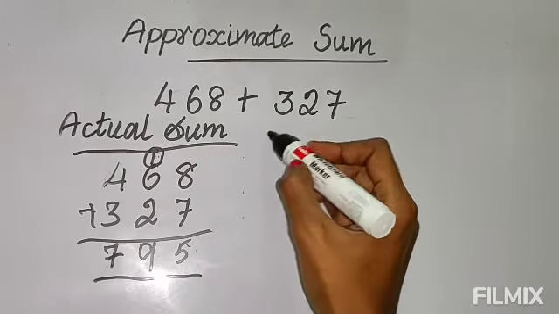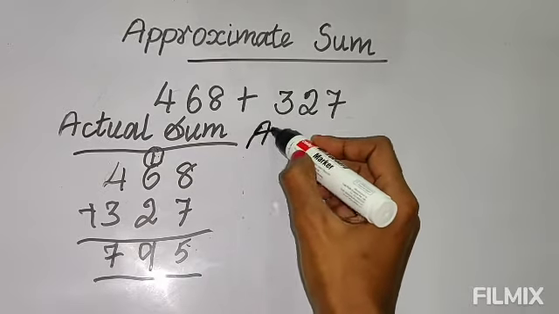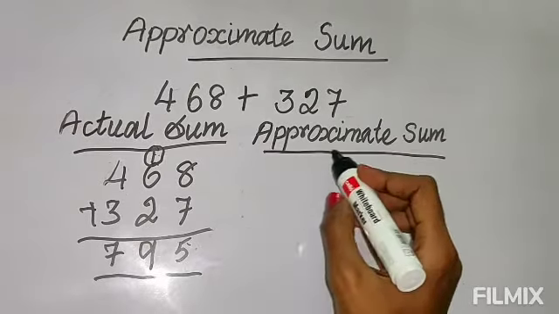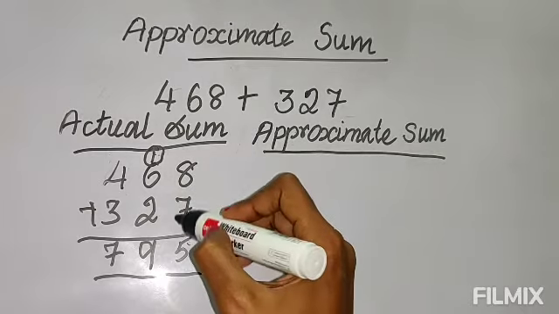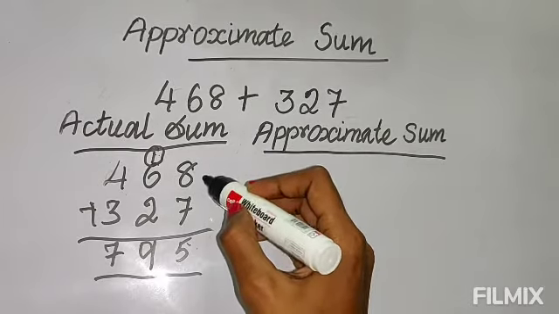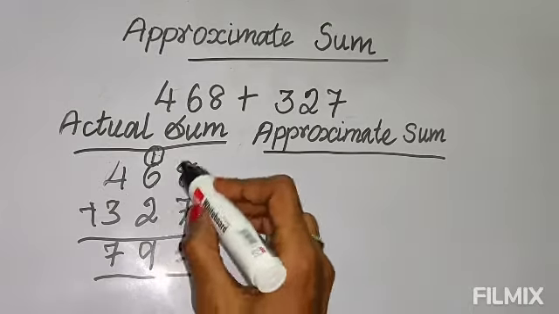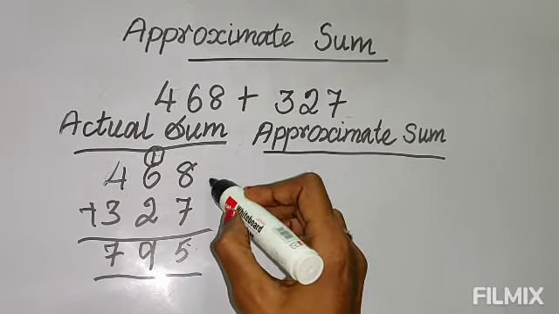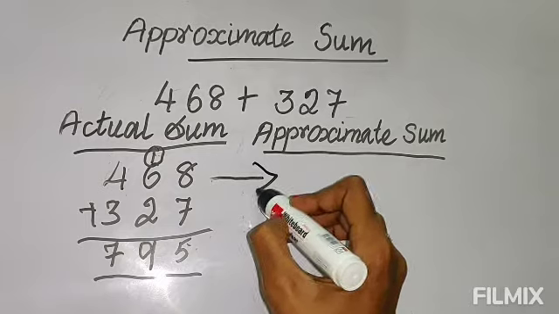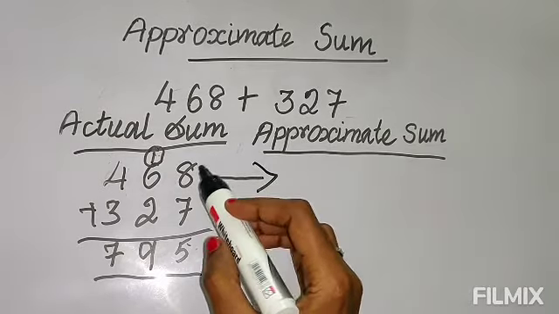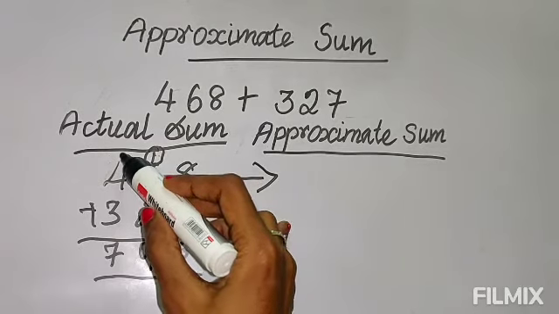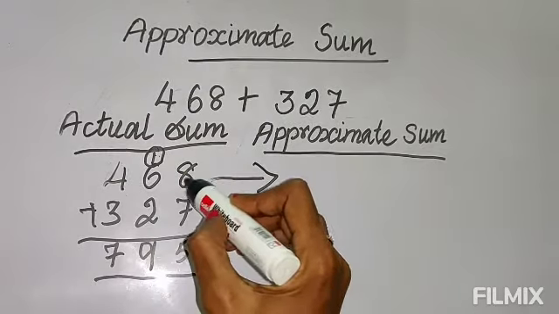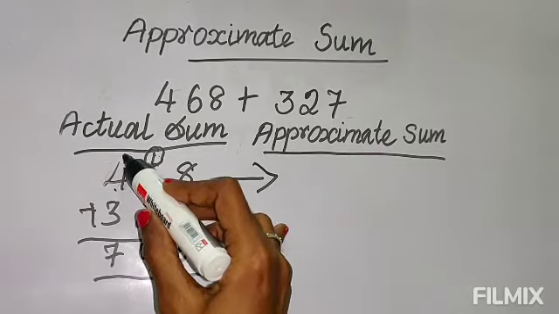Now we will find the approximate sum. To find the approximate sum, we will round off these addends that are given here. Since they are only 3 digits, let's round off this one to the nearest 100. To round off to the nearest 100, what do we do? We first circle the number in the hundreds place. Here in the hundreds place, what number is there?